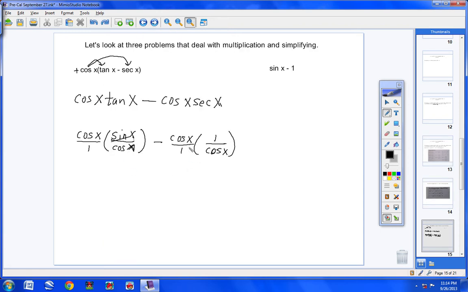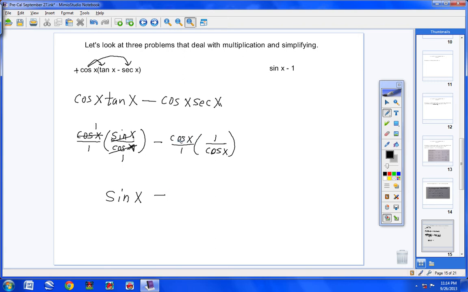All right? Well, Mr. Earhart, why'd you do all of this substitution? Well, here's why. Cosine over 1 times sine over cosine. Your cosine here would cancel with your cosine here. 1 times sine is sine, and 1 times 1 is 1. So we have sine over 1, which is just sine. And then bring down your minus sign.